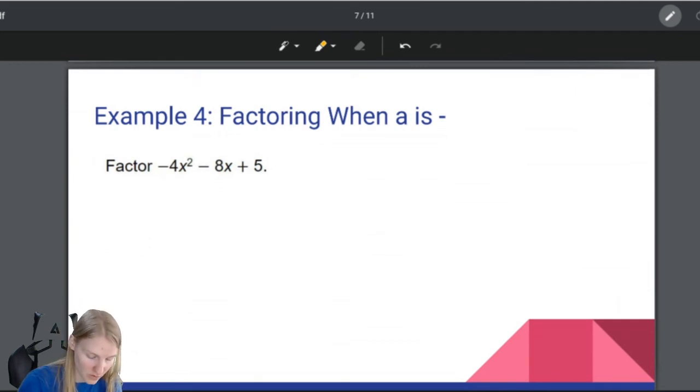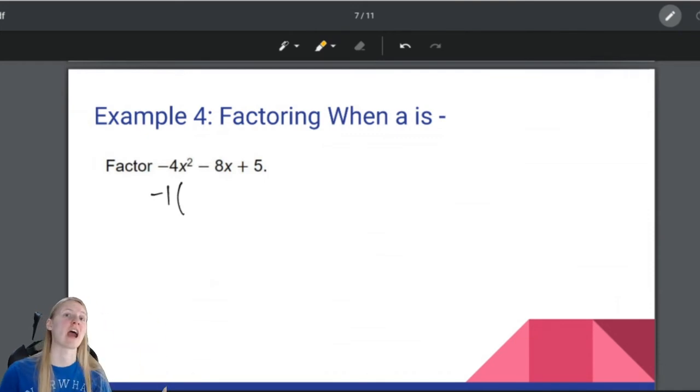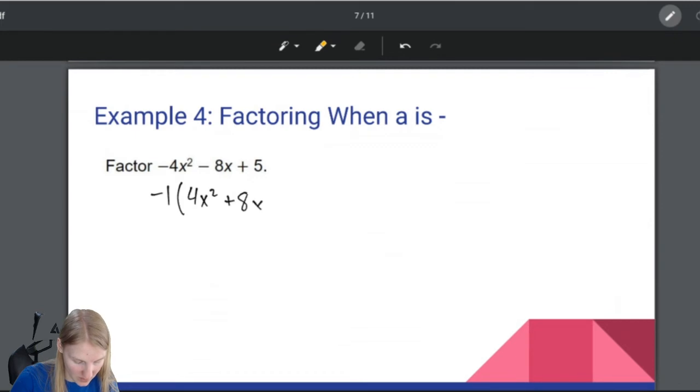All we have to do is take a negative 1 and factor it out. Just like the greatest common factor, we're going to factor out a negative 1. That makes this 4 positive, the -8 will become a +8, and the +5 will become a -5.